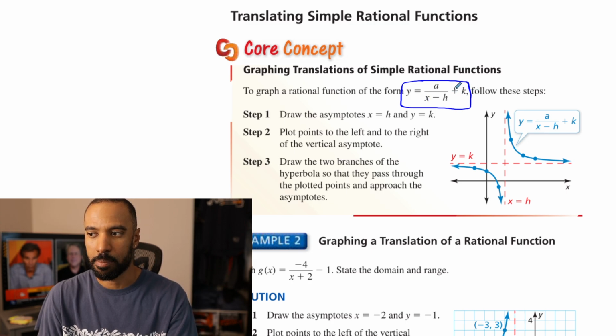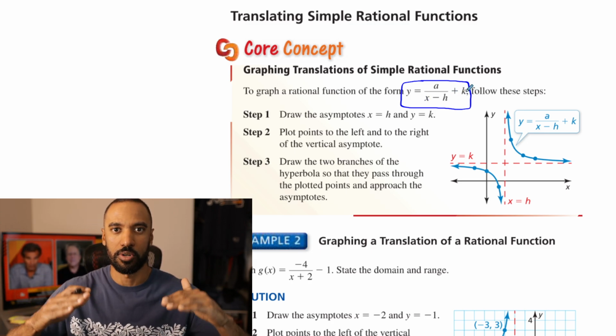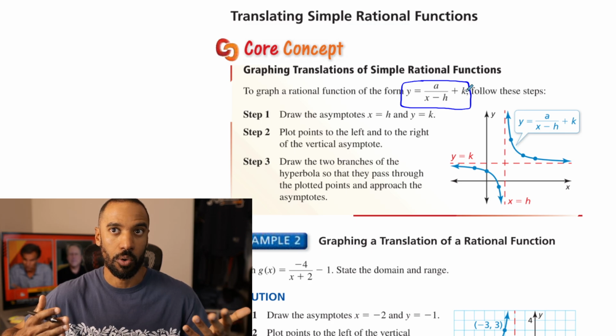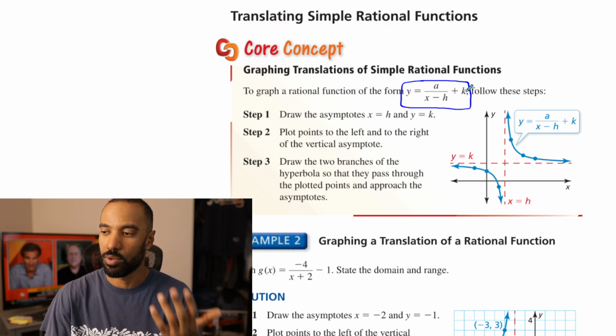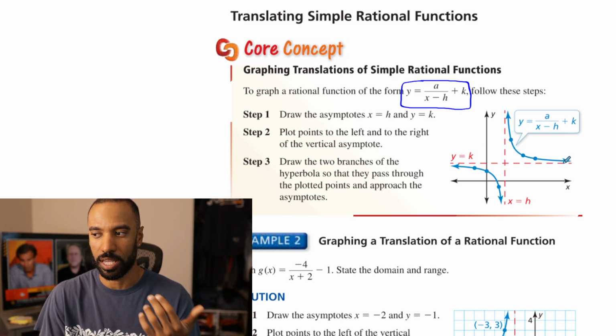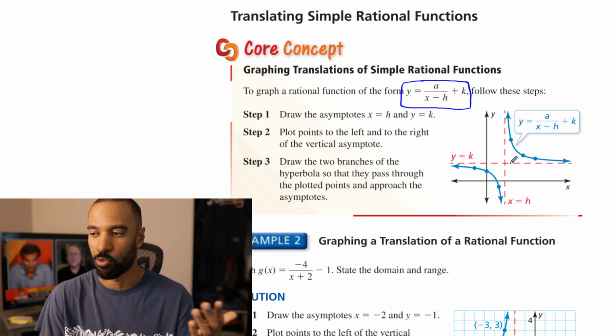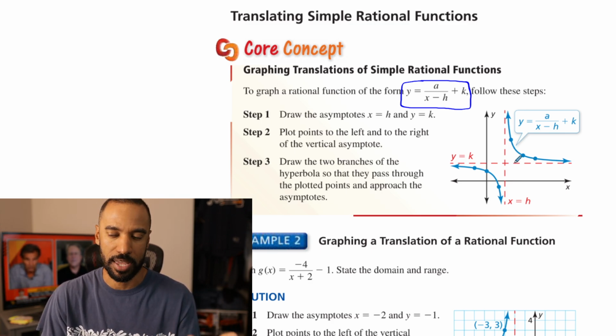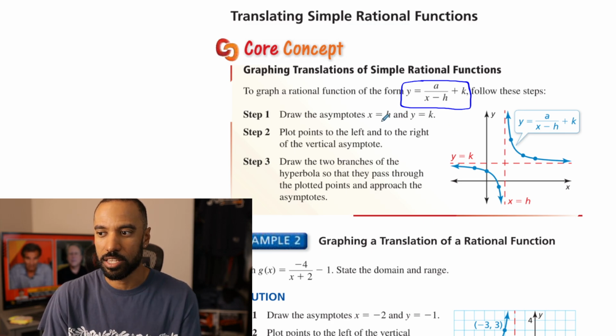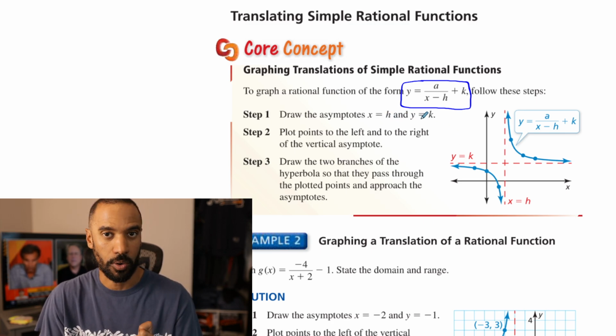Your plus k is the same as it was for exponential functions. Your horizontal asymptote shifts up or down k units because that's now the k value that we approach and get closer to, but never actually touch. Before it was 0, now it's shifted up or down to that amount. So they say draw the asymptotes x equals h and y equals k. I agree.